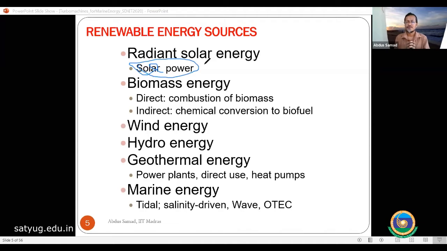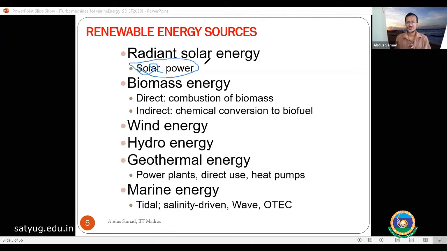Another is biomass energy. Biomass means wood or anything you burn and you get energy, or you use a digester, let's say gobar gas or any other thing, then you get energy. Another is wind energy. Wind energy also is growing in India, and it is also possible in colder countries. Hydro energy, especially small hydro energy, is there, especially nearby the Himalaya area.